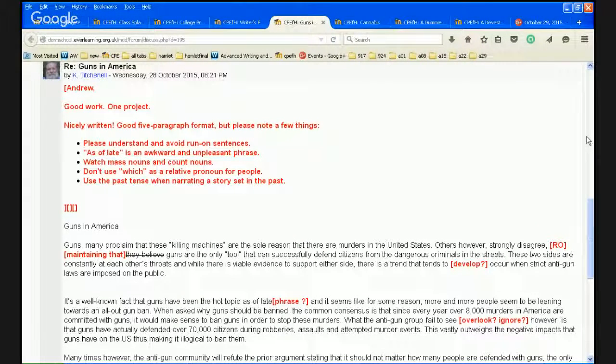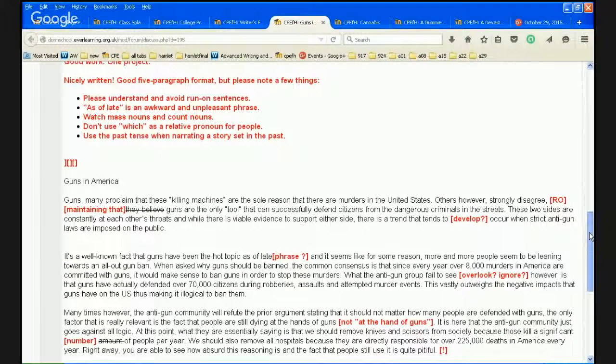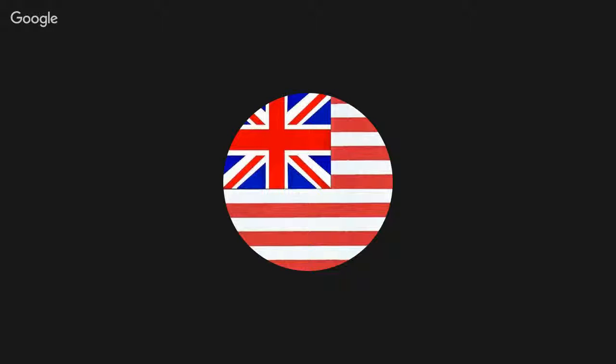Okay. Now we've got guns in America. This one came in. It's nicely.